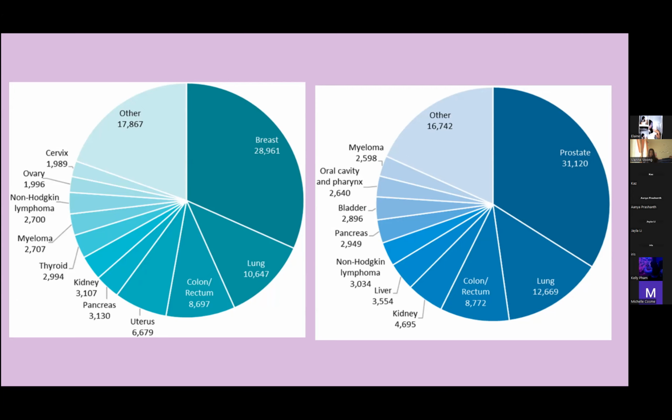That's roughly 10%. As for the males, prostate cancer is 31,120 patients. That's 34%, followed by lung cancer with 12,669. That's 14%. And lastly, colon or rectum cancer with 8,772 patients, which is 10%.